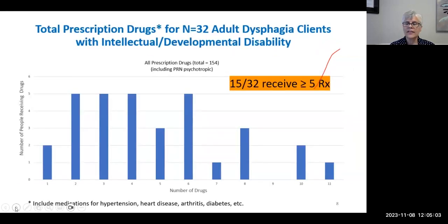Next slide. The third way that I looked at our patients' medications was to look at the total number of prescription drugs for these patients. And I included medications, anything that would require a prescription, including if they had had a PRN prescribed to them, a PRN for a psychotropic drug. And we see that nearly half of our patients have 5 or more prescription medications administered every day. And I'm going to spend a little bit of time talking about 2 people who had a high number of prescription medications.